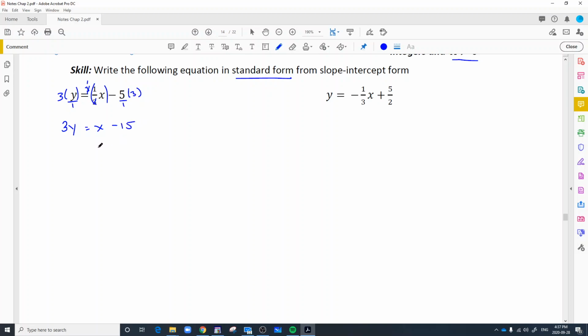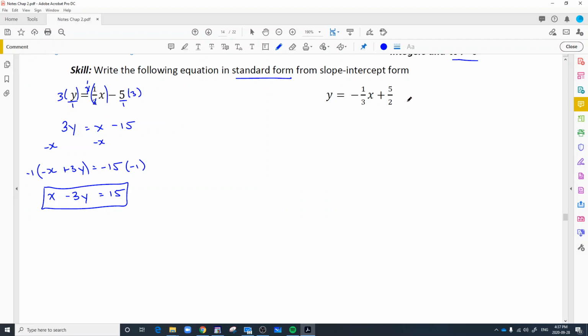Then you want to put your variables on one side, your choice. If you put the variables on the right, you'll end up with that positive x term. Or some people just like to say, hey, I want my variables on the left, so I'm going to go negative x plus 3y equals negative 15. Now this is standard form, but it's not proper standard form. So I'm going to multiply everything by negative 1 so that my coefficient on x is positive. And I get x minus 3y is equal to positive 15. So this is the standard form of this slope-intercept form.